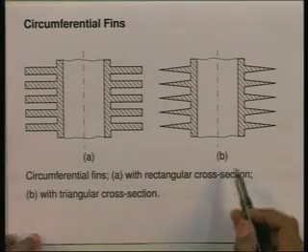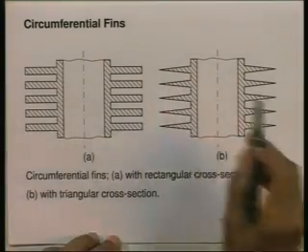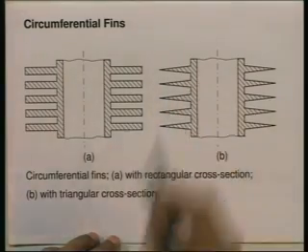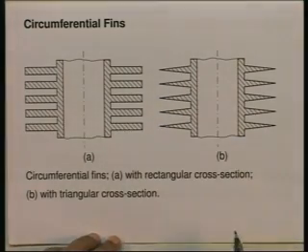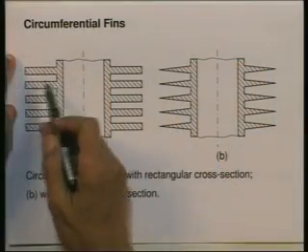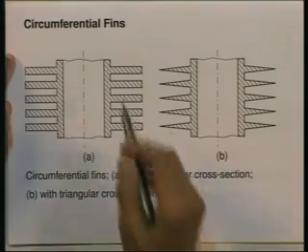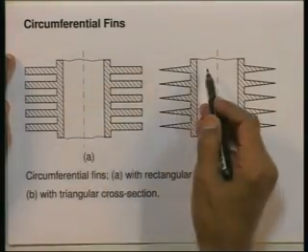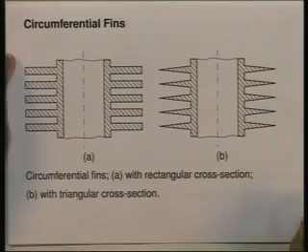In B here, these are also circumferential fins around the cylinder, but with a triangular cross section. We could have a variety of cross sections. I am just showing two as an example. Typically, we use circumferential fins with rectangular cross sections, or with a slight taper, or with triangular cross sections. As I said, the purpose is again the same as for the plane surface, the idea being to reduce the thermal resistance on the outer surface.